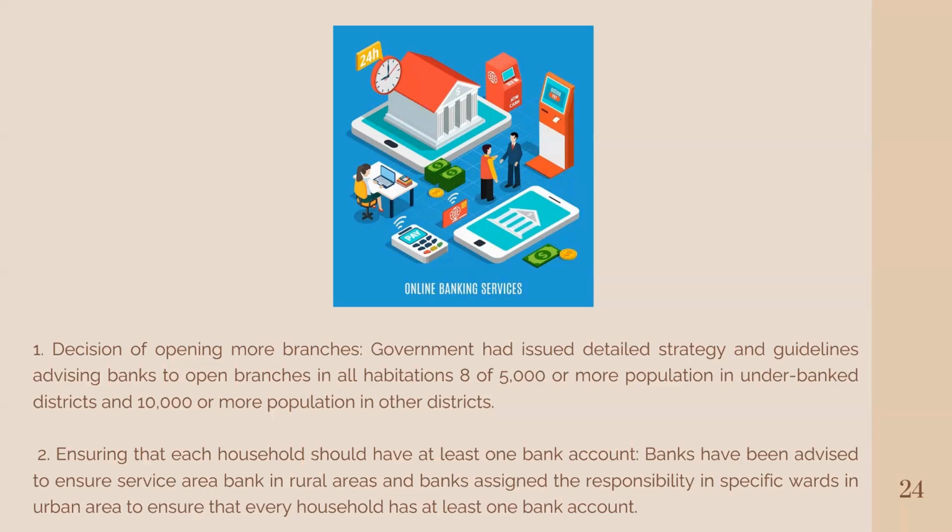Second, ensuring that each household should have at least one bank account. To ensure financial inclusion, the government instructed banks to make sure that every household has at least one bank account. Banks were assigned to specific areas, such as service areas in rural region or urban wards, to ensure that each family had access to basic banking services.